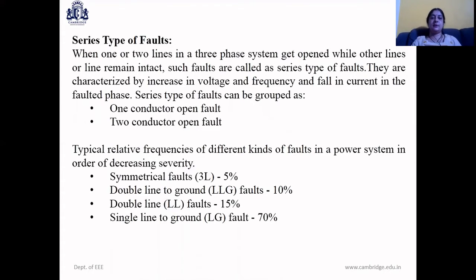So these faults, listed from symmetrical faults to single line to ground fault, are arranged in increasing order of occurrence. And when it comes to severity, symmetrical fault is the most severe and single line to ground fault is the least severe fault.